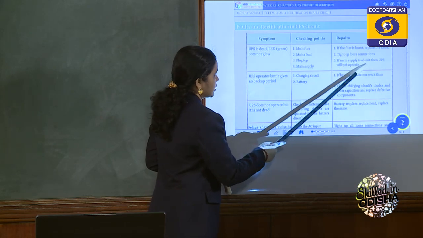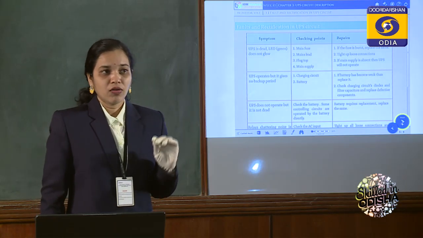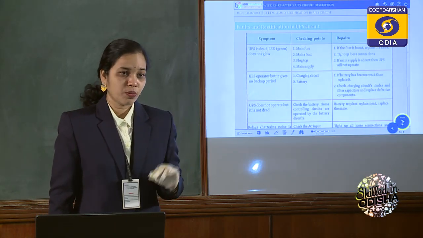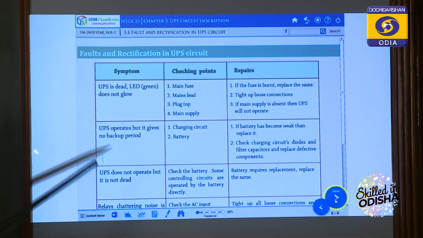If the main supply is absent, then the UPS will not operate. If the main supply is not available, meaning our home is not getting AC supply or there is a power failure, at that time also our UPS will not operate.